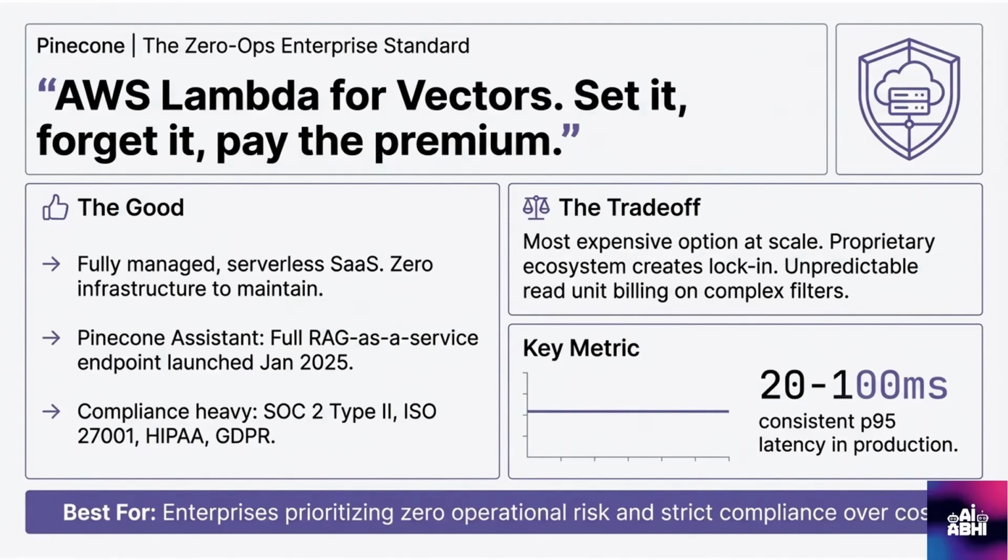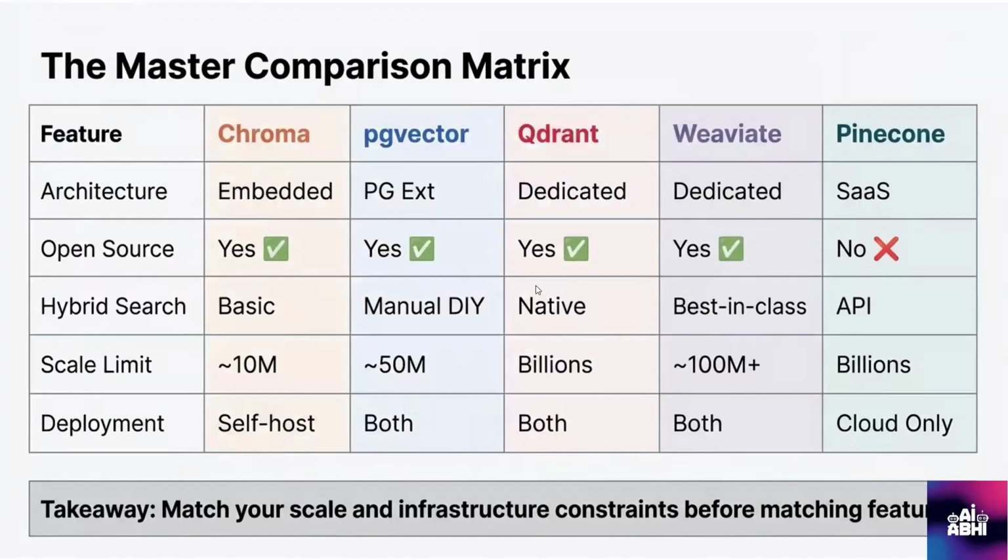Some quick stats: Pinecone has 50K inserts per second, 5K QPS, and supports 100K namespaces per plan. Okay, let's go to the next slide.